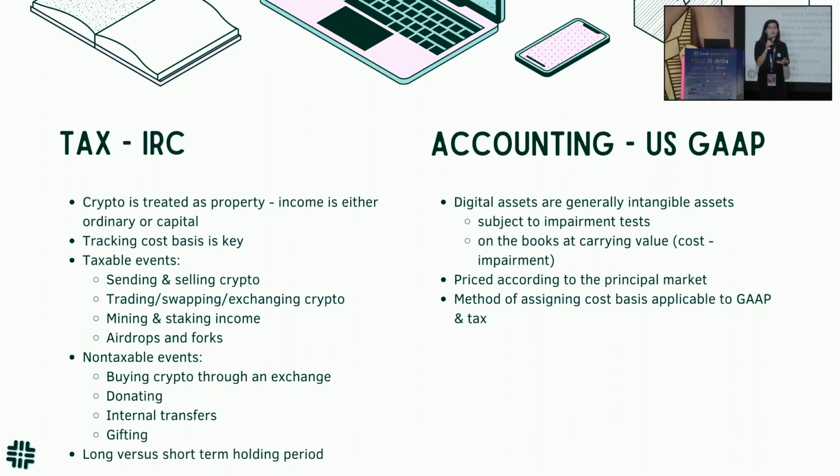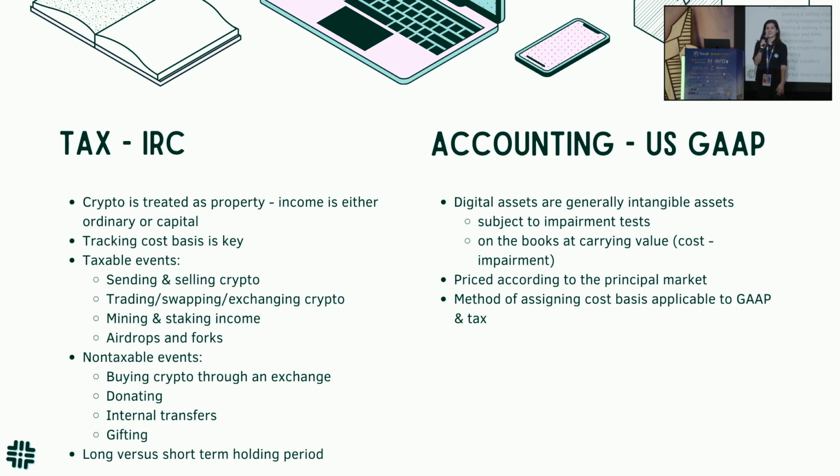Contrast that to crypto you hold for the short term, so less than a year, where any income is going to be taxed at ordinary rates. And when I say ordinary, think of those tax brackets that your normal W-2 income is taxed at. They just tend to be a little bit higher than your preferential rates. Okay, so that's the tax side.